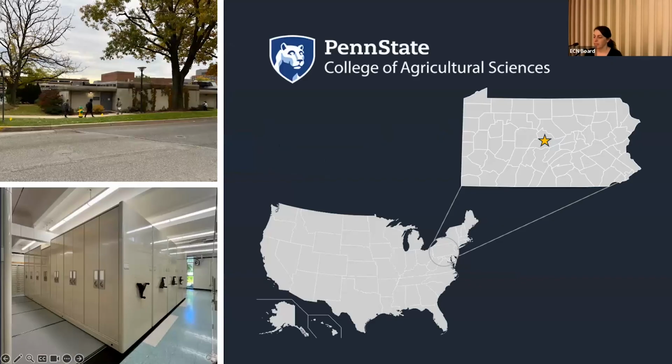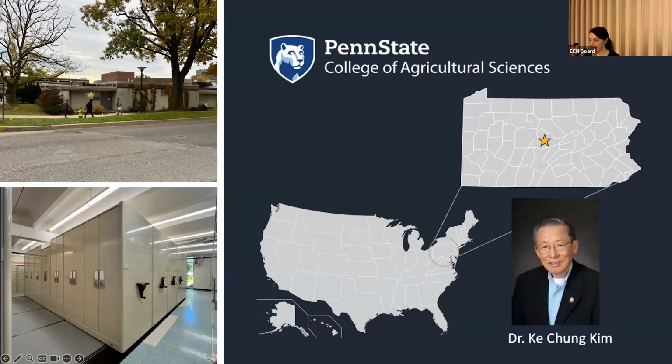So to start, for those of you who aren't familiar with the Frost, it's the insect collection of Penn State University, and we're located in central Pennsylvania. It was founded in 1969 by Dr. Casey Kim, who some of you maybe know, and I learned recently was also a founding member of ECN, and that the inaugural meeting of ECN was held at Penn State in 1989.